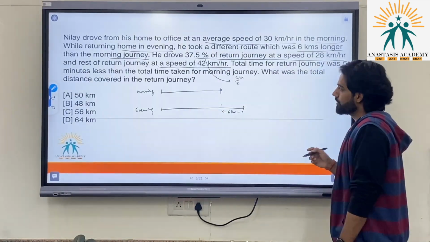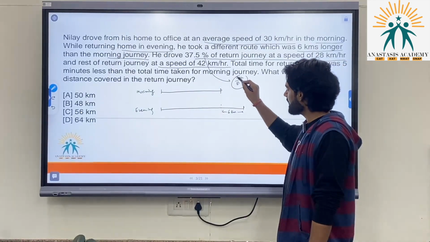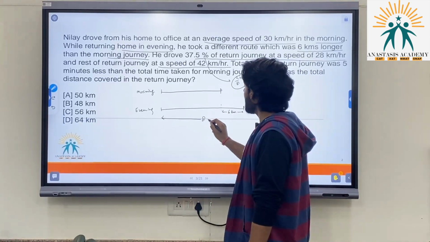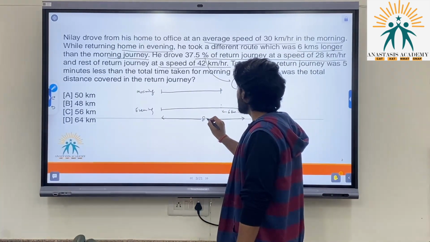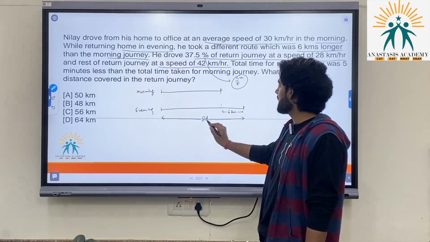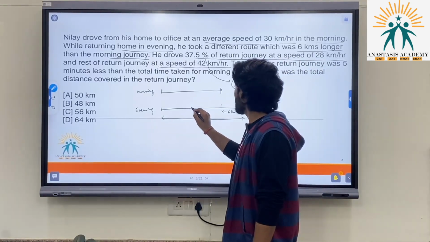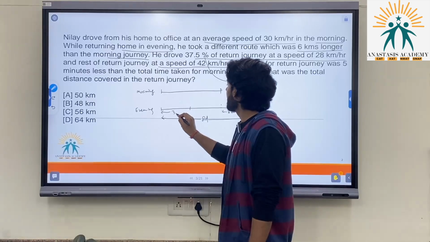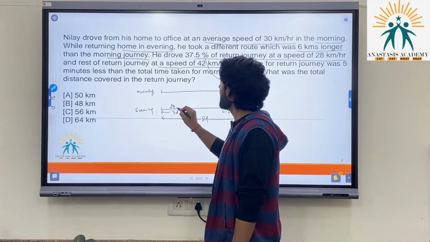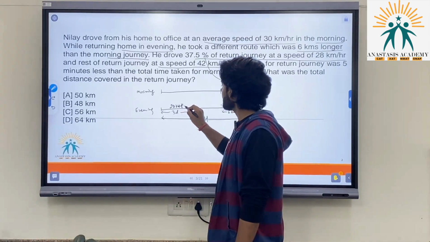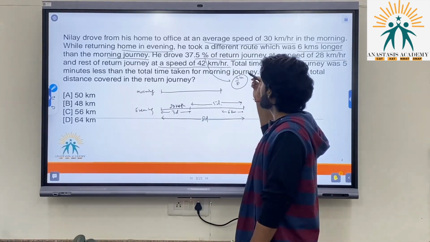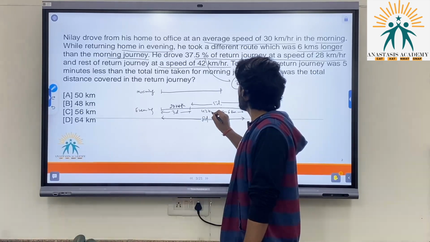So let's assume the total distance in the evening to be 8 units, or let's call it 8D. He's covering 3/8 of this total journey, so 3 parts of it. This is 3D, which he travels at a speed of 28 km per hour, and he covers the remaining 5D, 5 parts, at a speed of 42 km per hour.